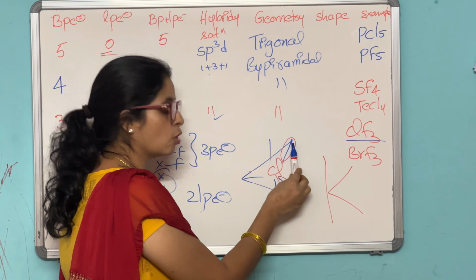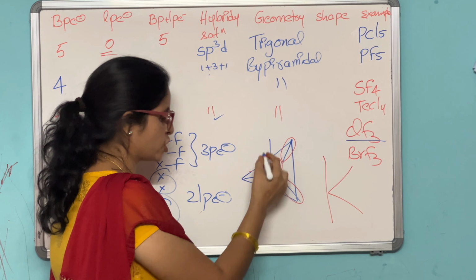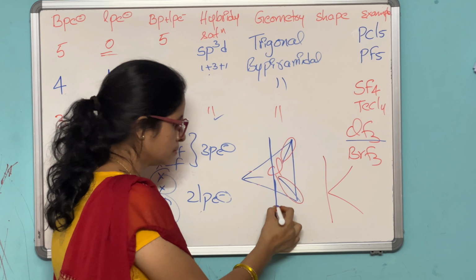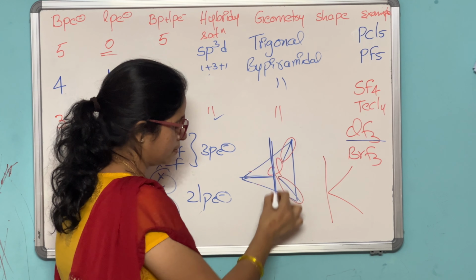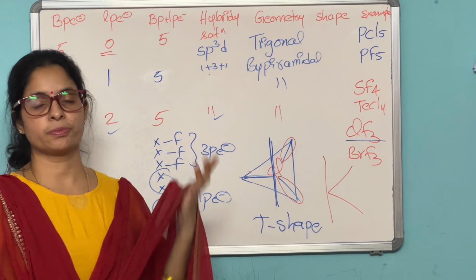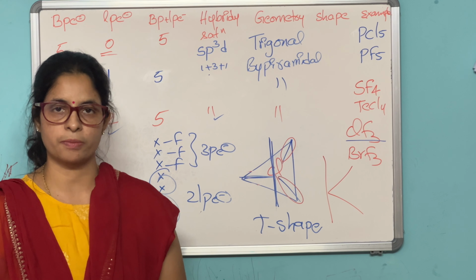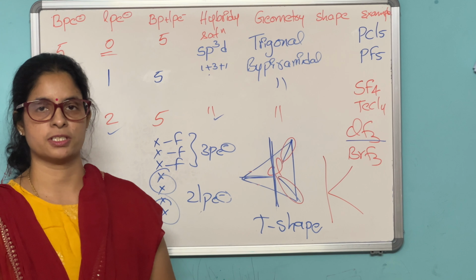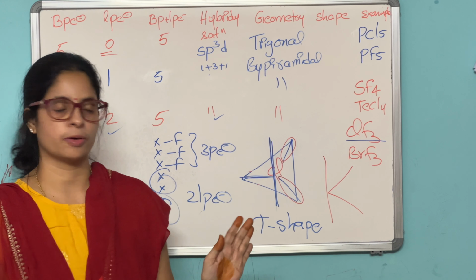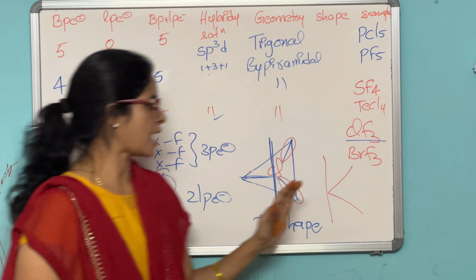Now you exclude the lone pairs of electrons from the geometry. So what will be the shape here? T shape. There should be no confusion between geometry and shape. Geometry includes bond pairs and lone pairs of electrons. Shape means we exclude the lone pairs.